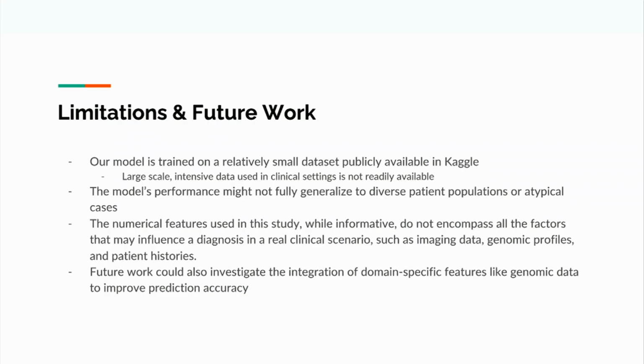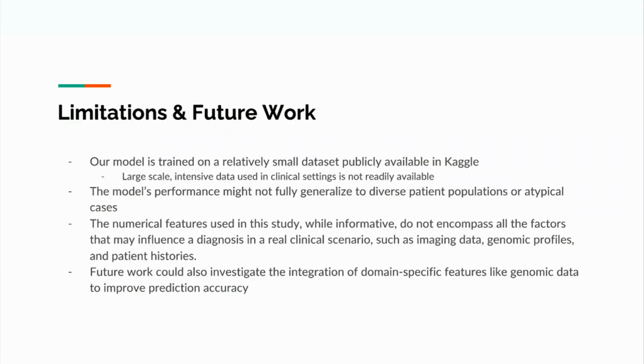So in terms of the data training, the first limitation was that the data set was relatively small because it's publicly available on Kaggle, and large-scale intensive data sets used in clinical settings are usually pretty hard to find, so they're not immediately available. Like you mentioned earlier, they might not be able to fully generalize due to diverse patient populations. So for example, if these tumors aren't from a diverse host of patients from different ethnicities, races, etc., they may not be able to be generalized across everyone.